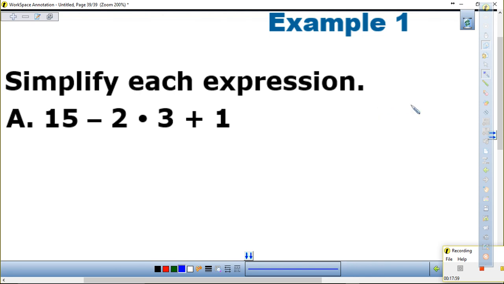All right, let's see. First, who got 40? Okay, who got 43? Who got, let's see, 10? Okay, answer is 10. Let me go over this.